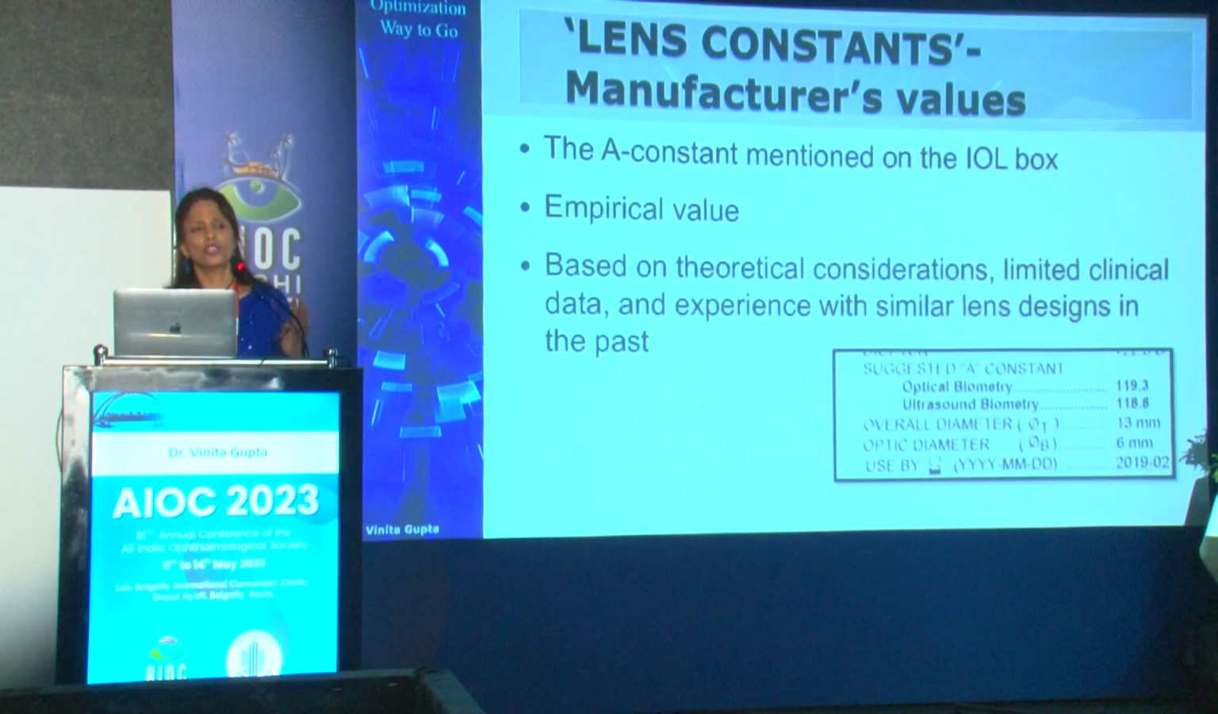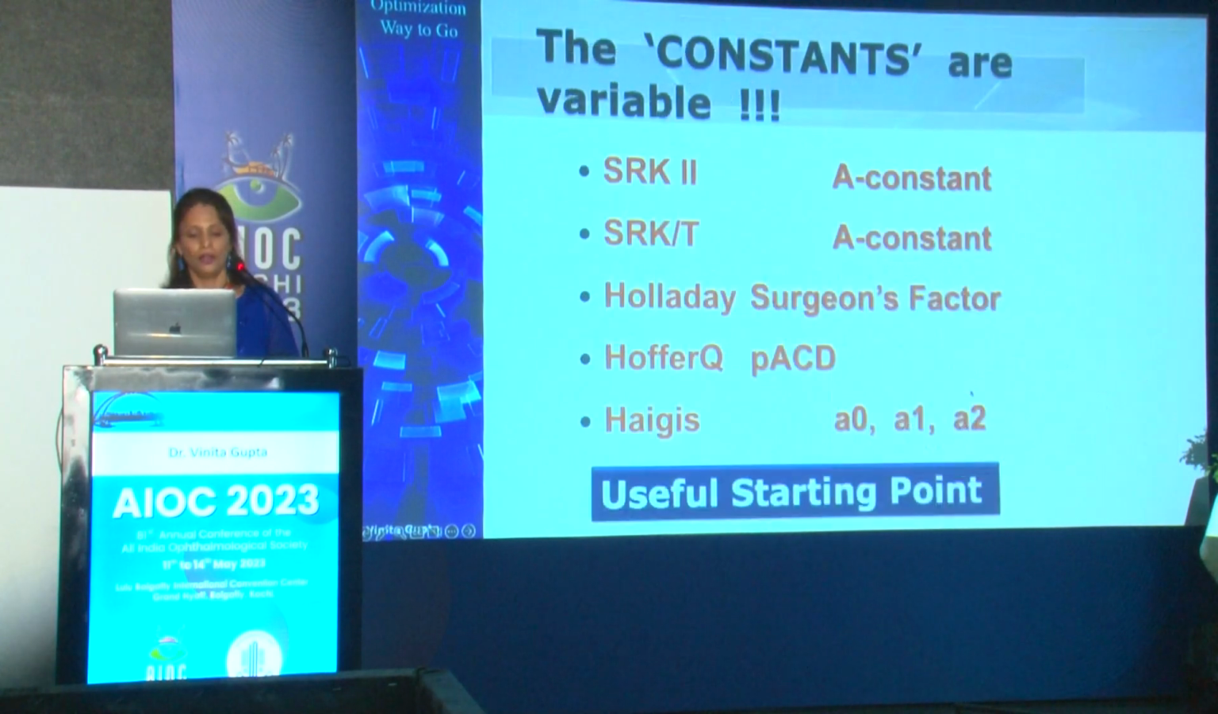So what is this lens constant? These are lens constants which are provided to us by the manufacturers, based on certain empirical values, their theoretical considerations, certain limited clinical data which they have, and experience with similar designs. Their R&D section will come up and give us the IOL constants, based on the sticker on the package of the IOL. But remember, although the word is constant, they are still not constant, they are variables. So they are going to vary for each formula, each design of the IOL, each patient.